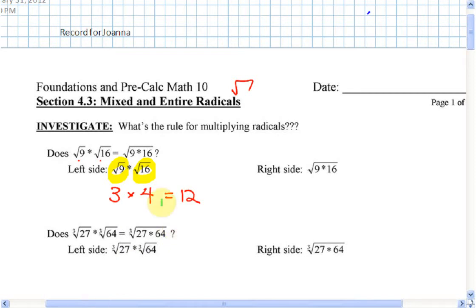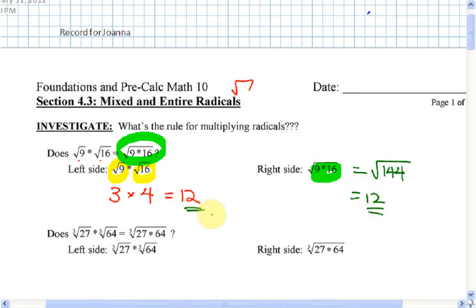Now, what about the right side? The right side is this ugly square root, which has 9 times 16 all underneath the same square root. I'm going to ask you to do this first. What's 9 times 16, please? On your calculator, if you're not too sure. 144? Can someone tell me what the square root of 144 is? Hey, look, they're the same. So in this example, the left side does equal the right side.